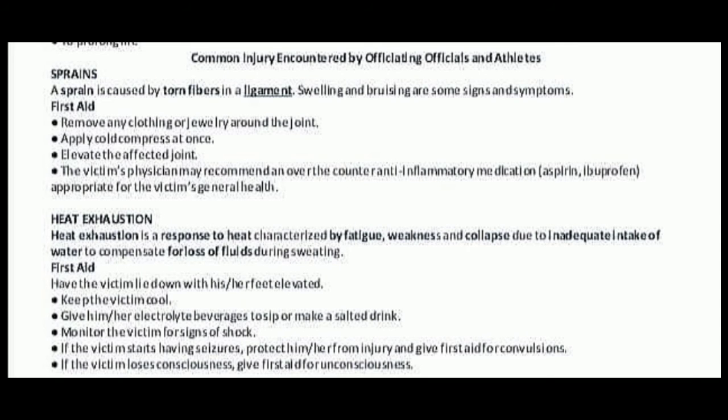Here are some common injuries encountered by officiating officials and athletes. Sprains. A sprain is caused by torn fibers in a ligament. Swelling and bruising are some signs and symptoms.